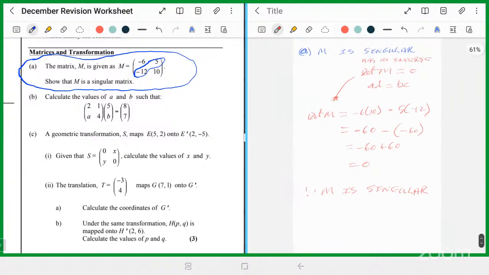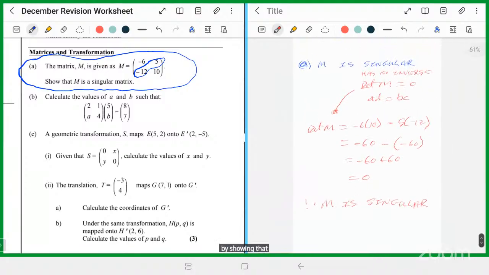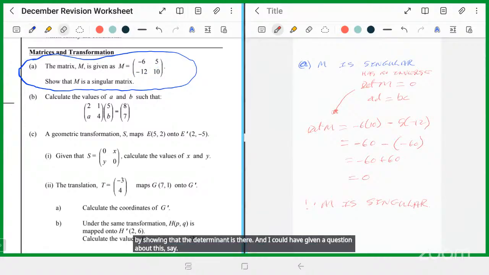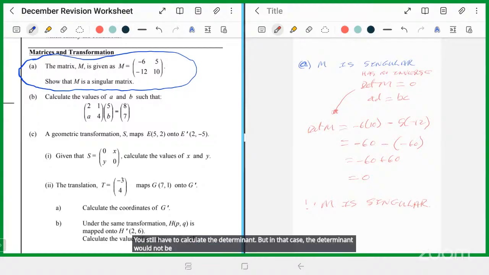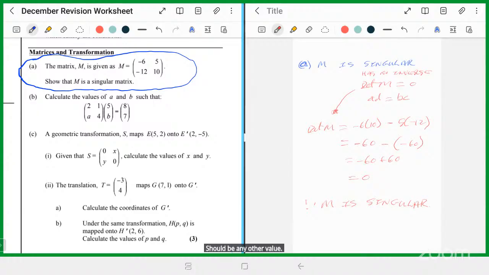That's how you prove that a matrix is singular, by showing that the determinant is 0. And I could have given a question where they say, show that it is non-singular. If they say show that the matrix is non-singular, you still have to calculate the determinant. But in that case, the determinant would not be 0. It should be any other value, but not 0, if it is non-singular. So a non-singular matrix is one where the determinant is not 0. It can be any other value, big or small, positive or negative. Right? The determinant is not 0, it is non-singular.